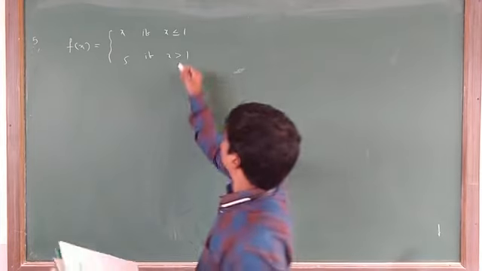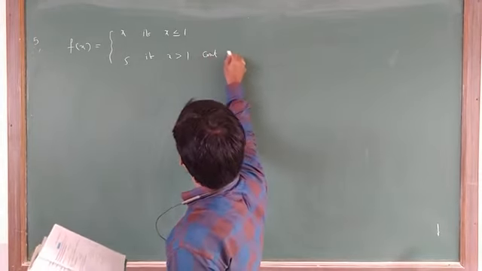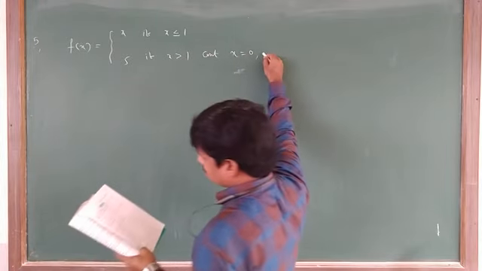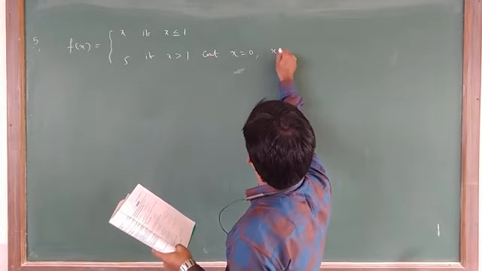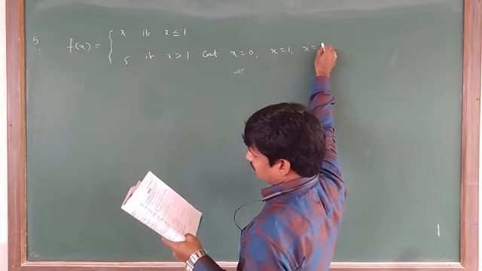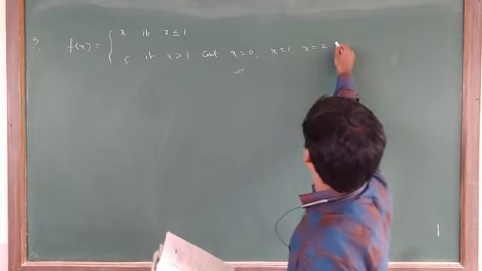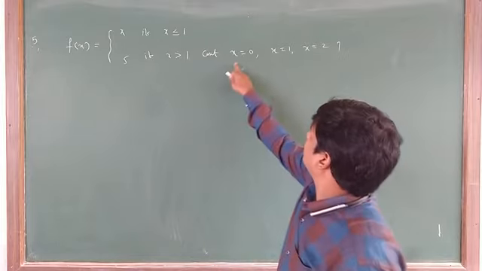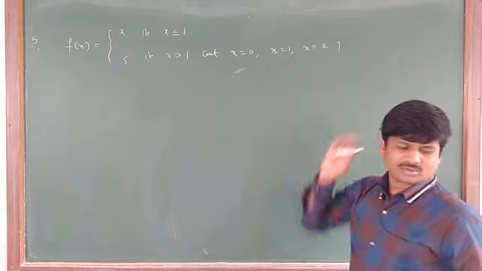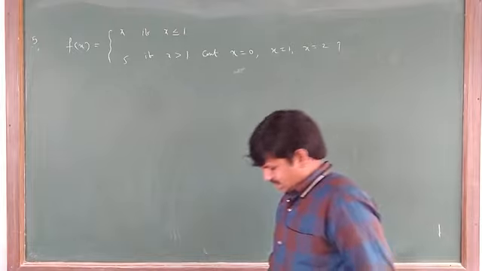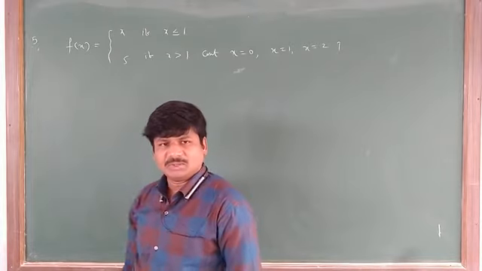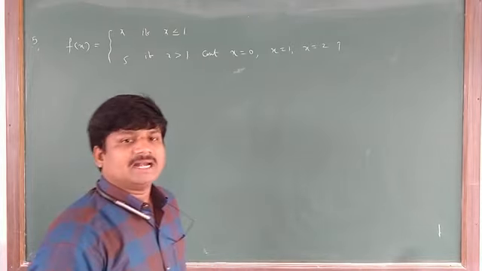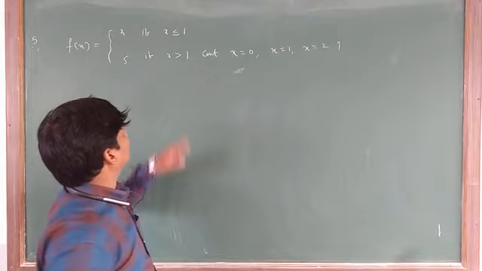Continuous at x equal to 0, at x equal to 1, at x equal to 2. What is asking here? Is this function continuous or not, at x equal to 0, x equal to 1, x equal to 2? So what we have to check here is the continuity of the function.